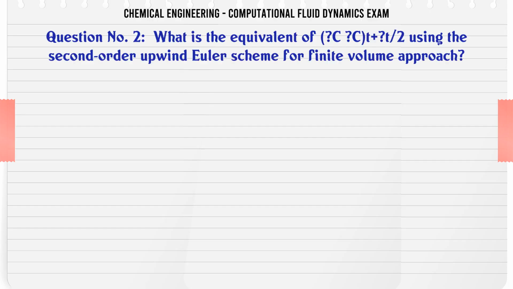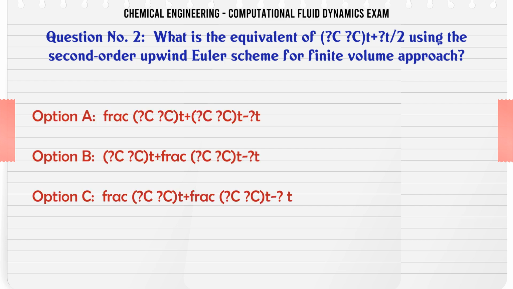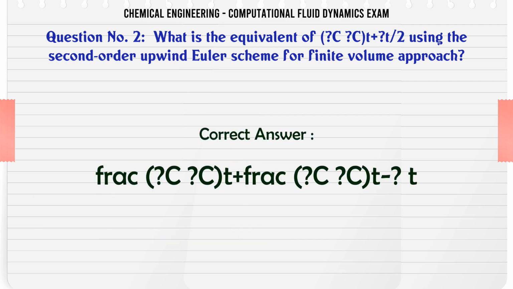What is the equivalent of C_C^(T+Δt/2) using the second-order upwind Euler scheme for finite volume approach? A. 3/2 C_C^T - C_C^(T+Δt). B. C_C^T - 1/2 C_C^(T+Δt). C. 3/2 C_C^T - 1/2 C_C^(T+Δt). D. 1/2 C_C^T + 1/2 C_C^(T+Δt). The correct answer is 3/2 C_C^T - 1/2 C_C^(T+Δt).